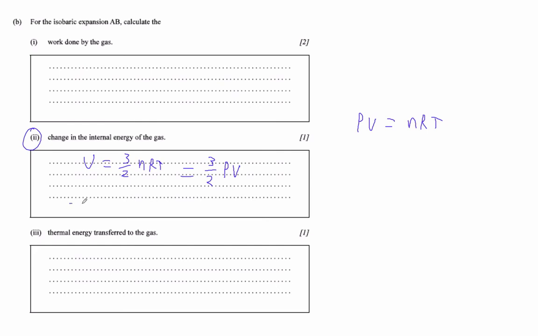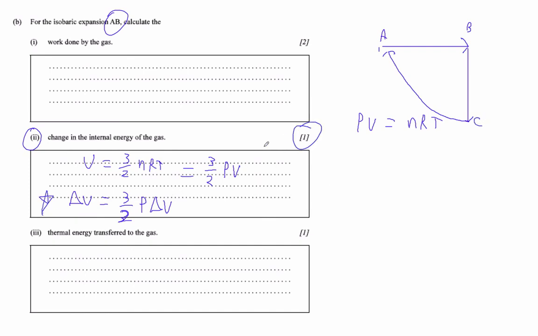So change in U is equal to 3/2 P delta V, right? And we're talking about AB, right? Which is that cycle that goes like this, right? Then it goes, and then it goes, what? A, B, C, right? Okay, so it's only 1 mark, right? And it's funny because in the mark scheme, they just show that. So just use that, okay?